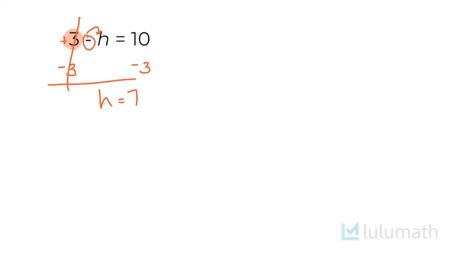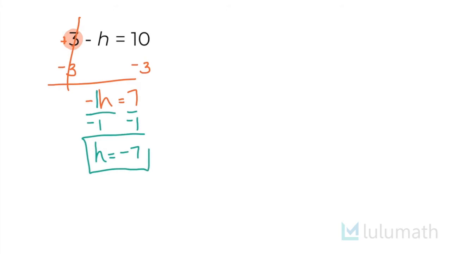So this negative has to get dragged down. So this is negative h. Well, I don't want to know what negative h is. I want to know what positive h is. So I have to think, well, there's an invisible coefficient of 1 in front of this h. So it's negative 1 times h. And the opposite of multiplication is division. So I'm going to divide both sides by negative 1. And negative 1 divided by negative 1 is positive 1, which is what I want. So I get positive 1h, or just simply h. And then 7 divided by negative 1 is negative 7.